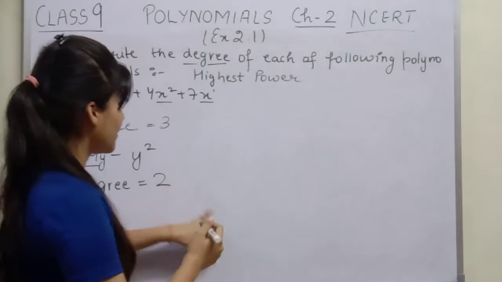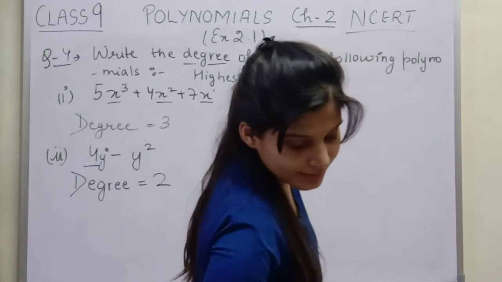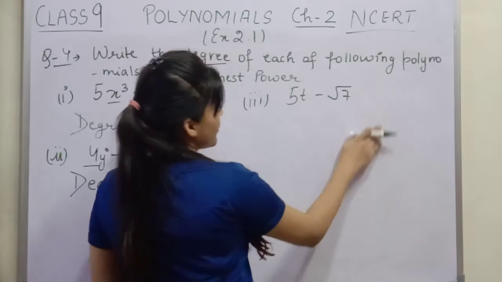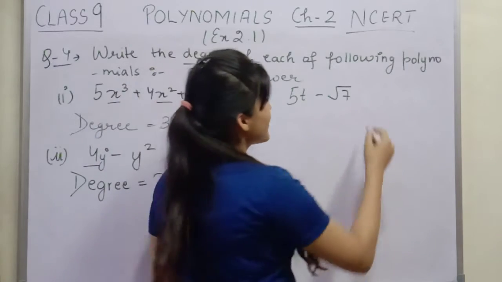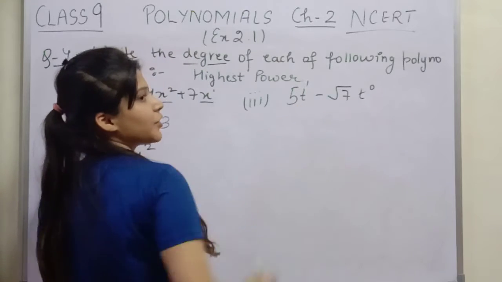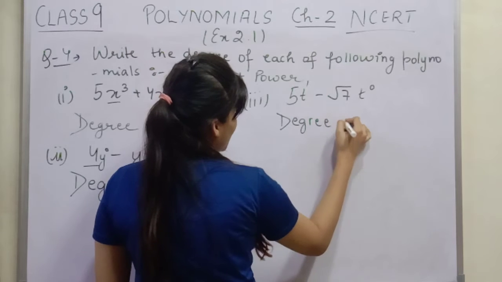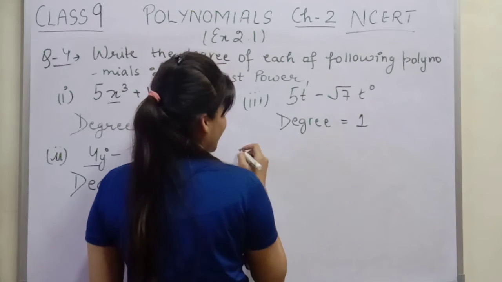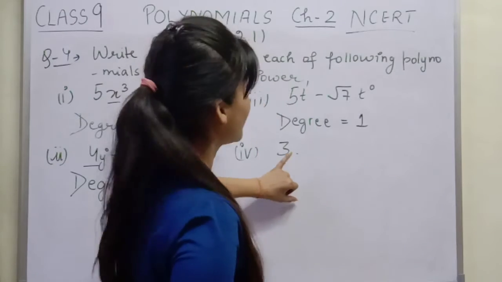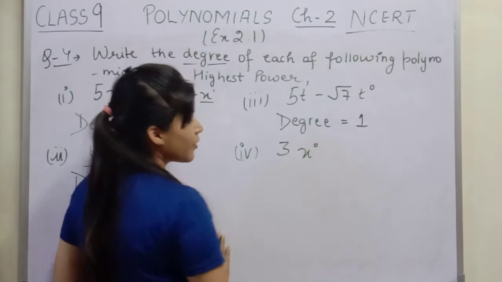Okay, coming to the third part. Third part is 5t minus root 7. तो यहाँ पे we have a constant term root 7 means t raised to the power 0. यहाँ पे t raised to the power 1, यहाँ पे t raised to the power 0. So the degree would be 1. Highest power क्या है? 1. Fourth one में we have just a constant term 3. So we know that whenever we have a constant term तो उसके साथ हम variable की power 0 लिख सकते हैं.